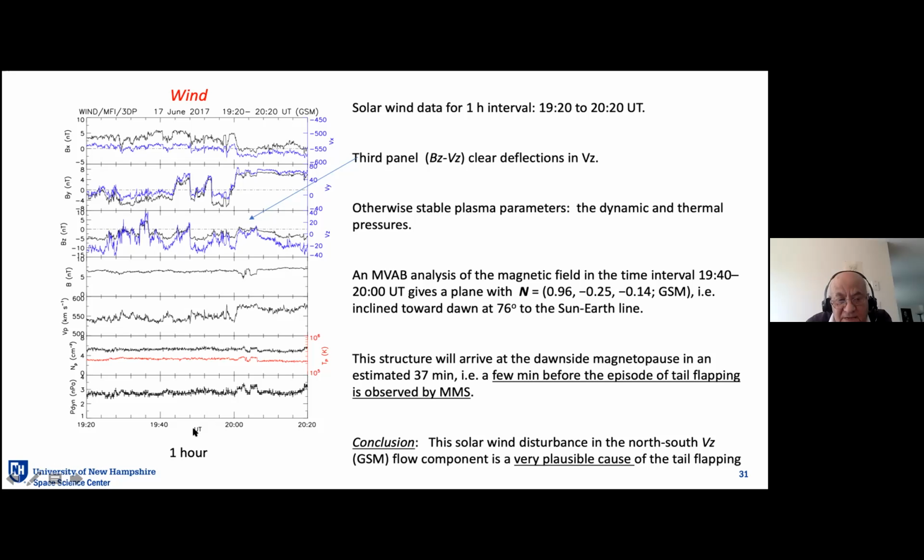When you add 37 minutes to here, you will find that its front will arrive a few minutes before the episode of tail flapping is observed by MMS. We say this is rather neat, isn't it? So what conclusion do we draw from here? This solar wind disturbance in the north-south flow component is, in our case, a very plausible cause of the tail flapping.